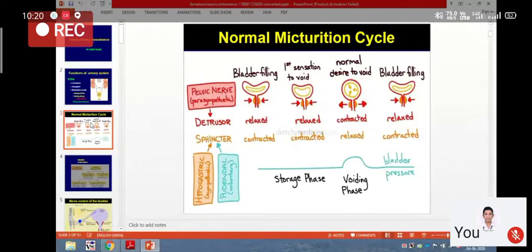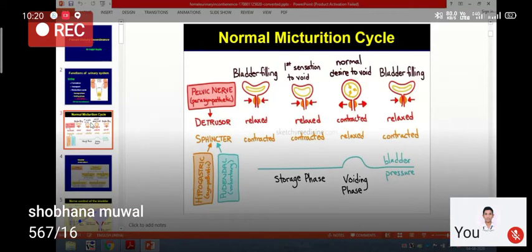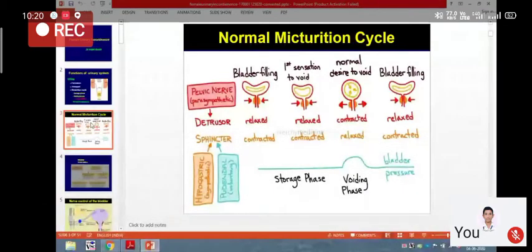When there is first sensation to void at around 250 ml of urine, the detrusor is still relaxed and the sphincter is contracted. When there is normal desire to void with more urine filling the bladder, then the detrusor contracts and the sphincter relaxes. That is the voiding phase. And then again, when the bladder is filling, the detrusor is relaxed and the sphincter contracted.